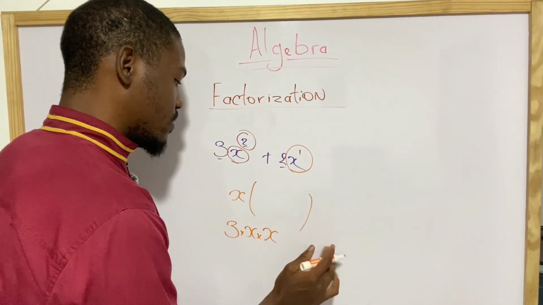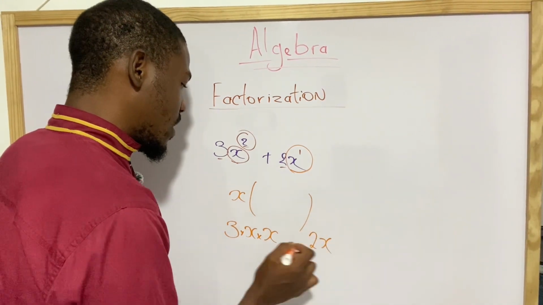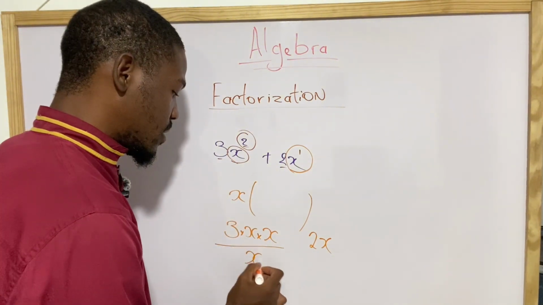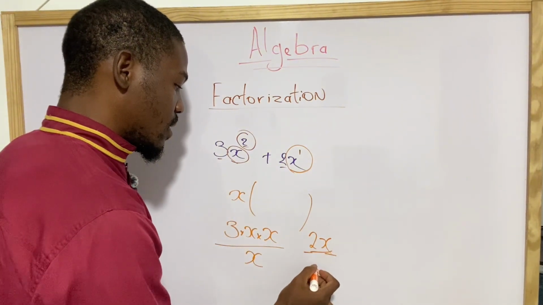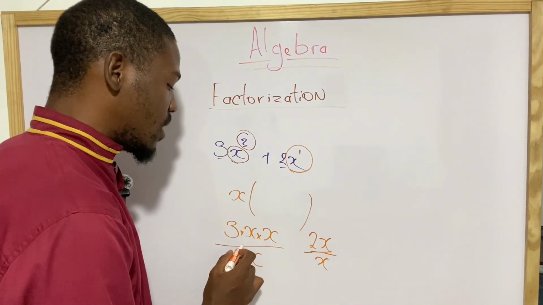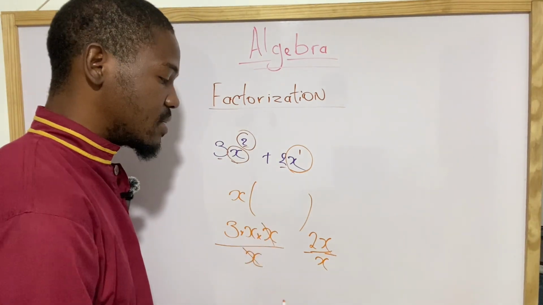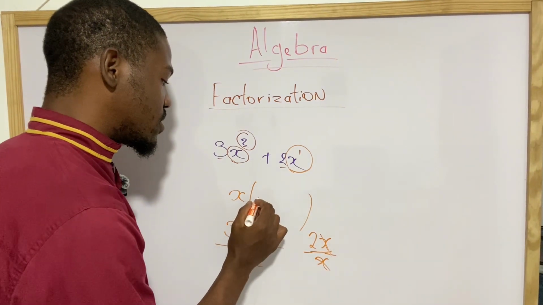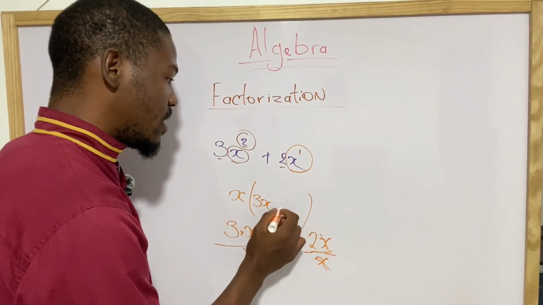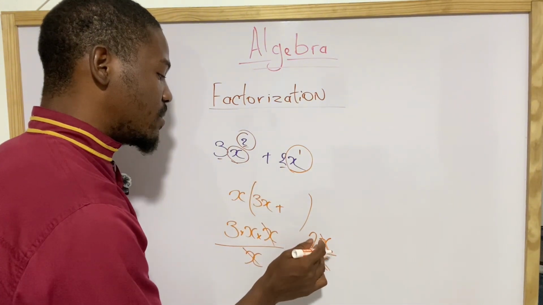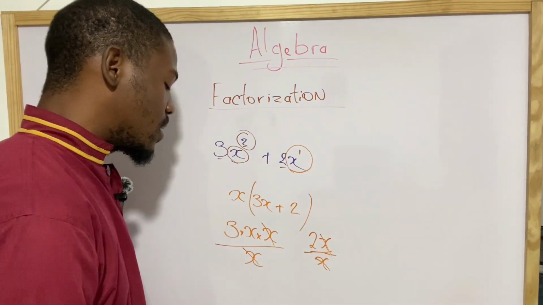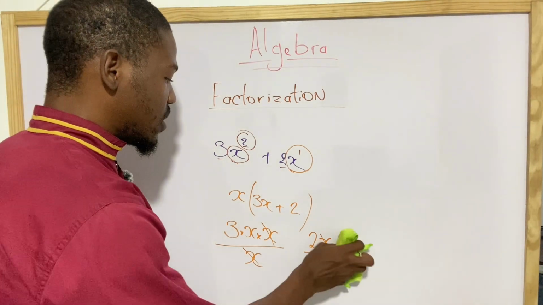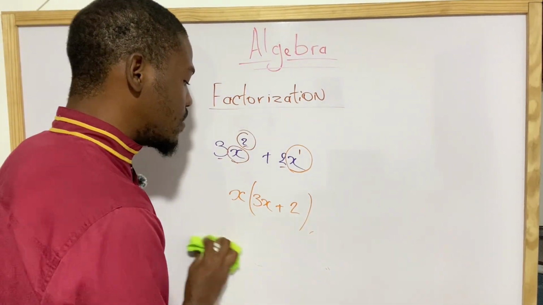That should be big enough. And now whatsoever I'm taking out, I'm just going to divide it here and there. So x is going to be cancelling one of the x's. This x is going to be cancelling that x. So I'm left with just the 3x here, and here I just put back the plus sign. I'm just left with the 2. So there you have it. The algebraic expression is now simplified.